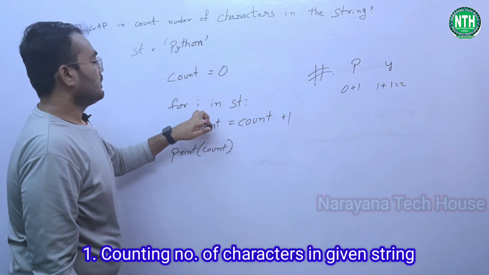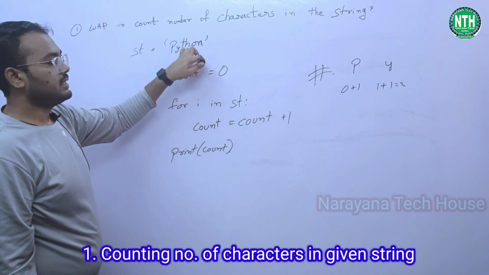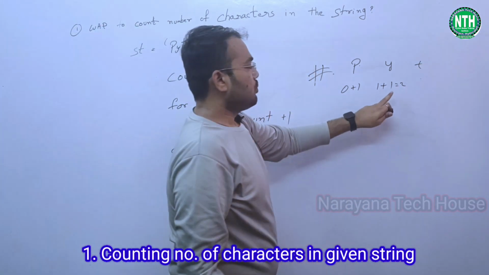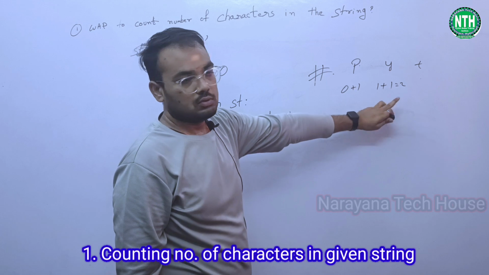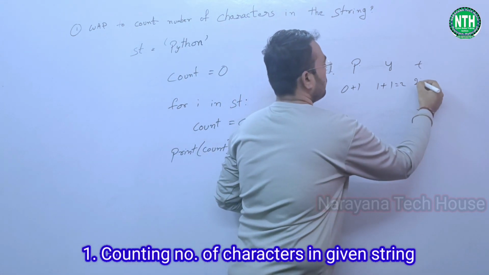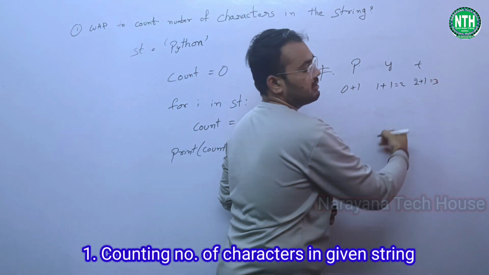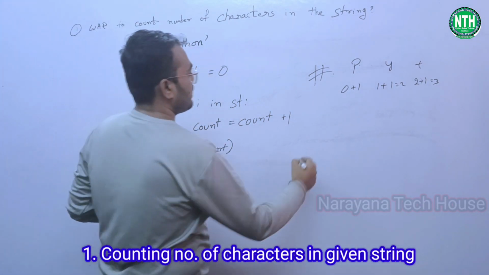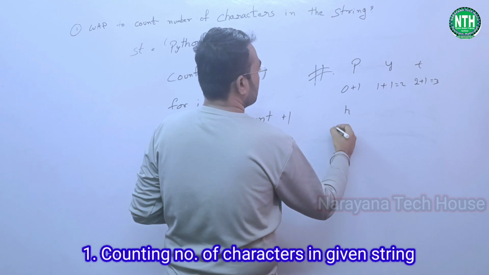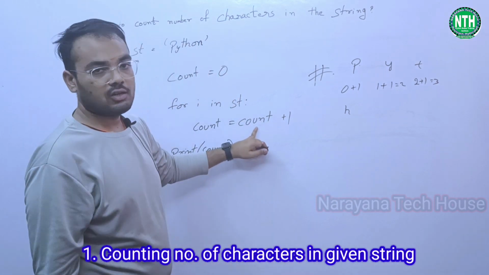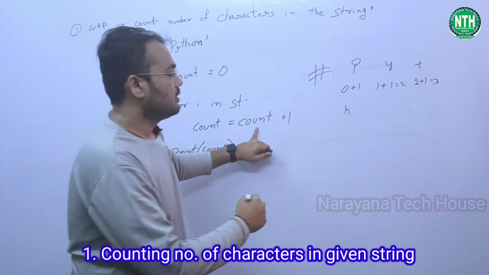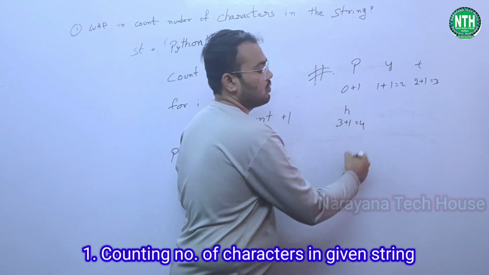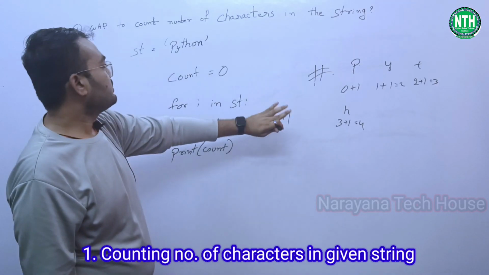Then the next i value is T. Previously the count value is already 2, so now 2 plus 1 is 3. Then the next i value is H. Previously the count value is 3, and 3 plus 1 is 4. Okay, so H is done.